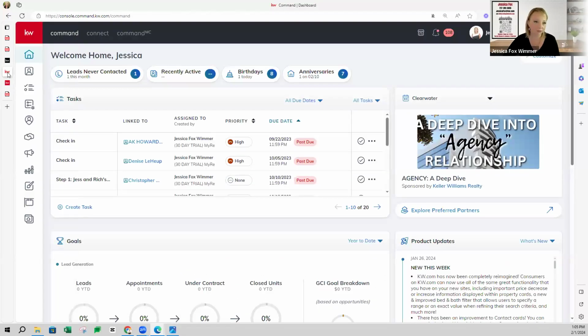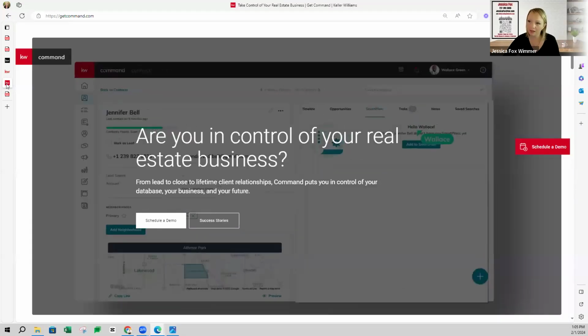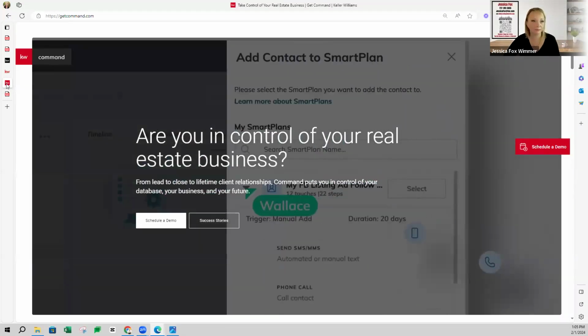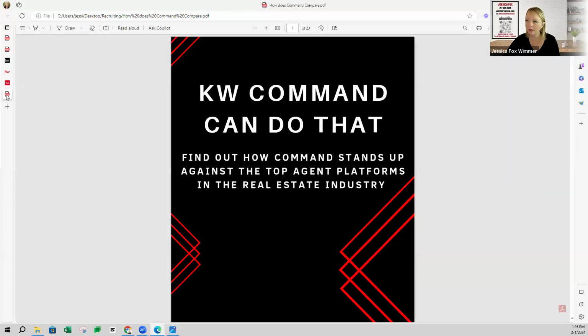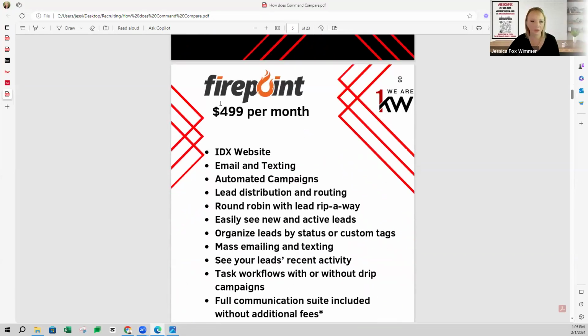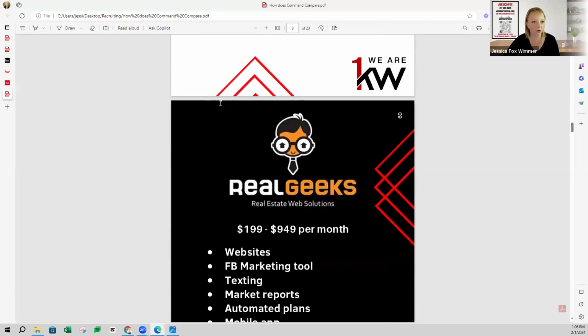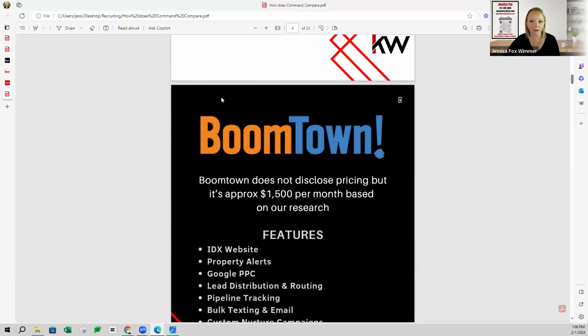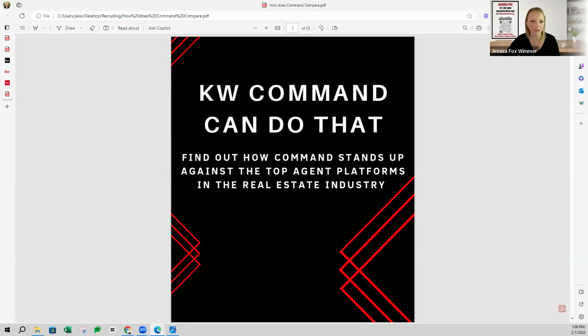But I also have Command open and the getcommand.com website open, and I have a really cool Command versus other popular platforms kind of thing ready to go. So those are my props. And like I said, if you need any of this, we'll put it in the chat for you so you can connect the dots. But if you just talk to someone about something, they don't believe you, so you need proof.